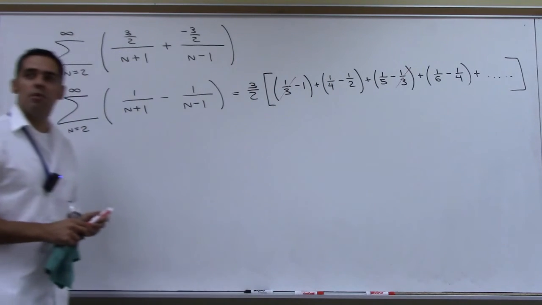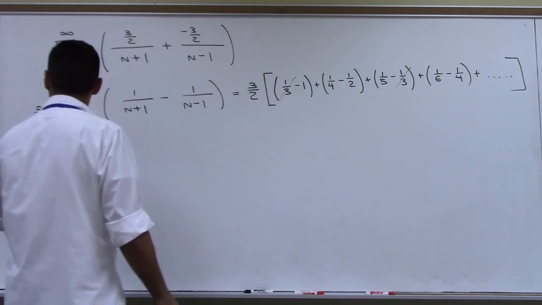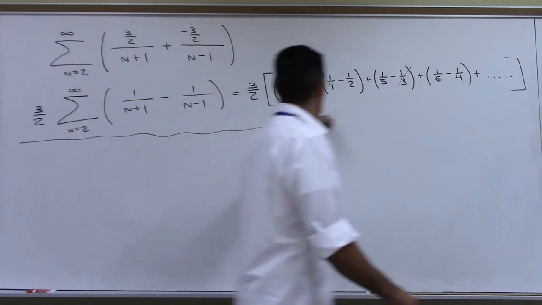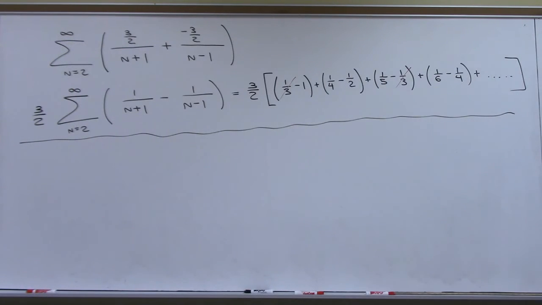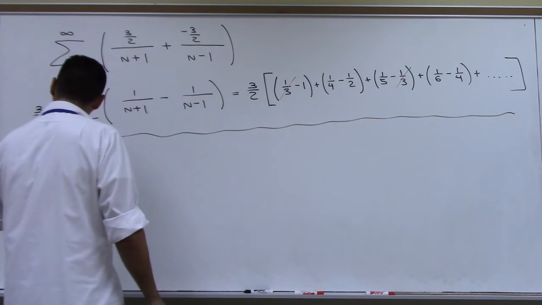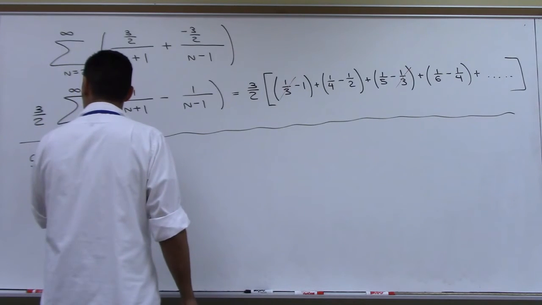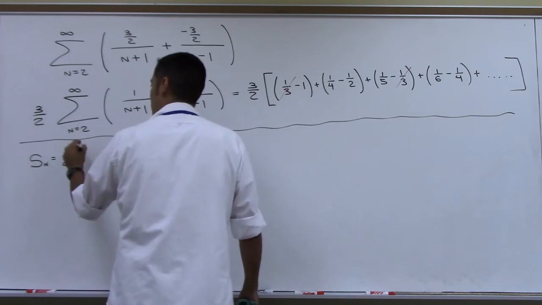I now need to do what? S sub n. We need to figure out what S sub n is. What is the partial sum? So I'll write it down. So notice that what I'm doing here is I'm kind of stopping. I'm saying, okay, I've got a pattern. I've got canceling terms. So I need to figure out what the partial sum is. The partial sum will be equal to 3/2. So I'm carrying that with me.